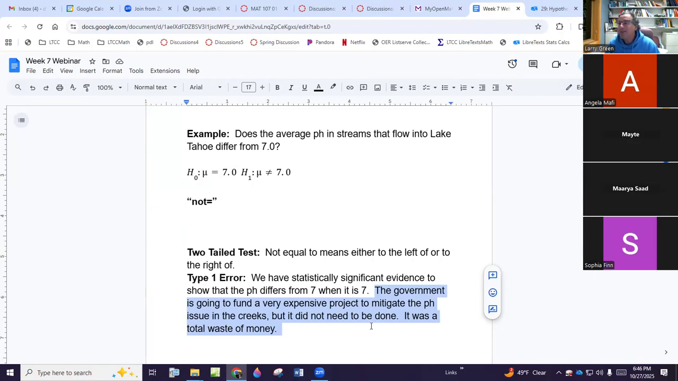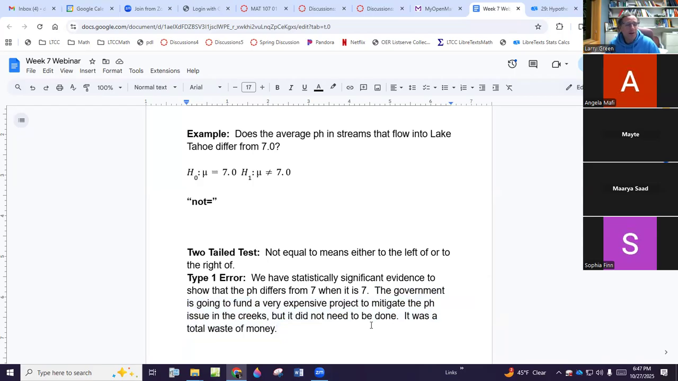By the way, anyone know how much money the government has spent on helping our Lake Clarity and Lake Tahoe? If you're in Lake Tahoe, you might know. If you're not, you probably have no idea. Any ideas? I don't see y'all jumping in with numbers. Okay, over $100 million. So that'd be a big waste of money if there wasn't any problem and they put all this money into it. Do you see how terrible that would be? That would be a bad error.